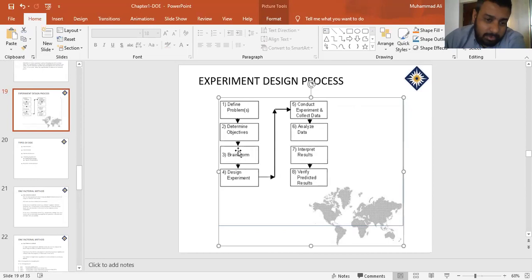I will ask you to go do the brainstorm. Then we design the experiment. Then we will go for the laboratory data. So that was the general introduction of the designing of experimentation. Any questions?